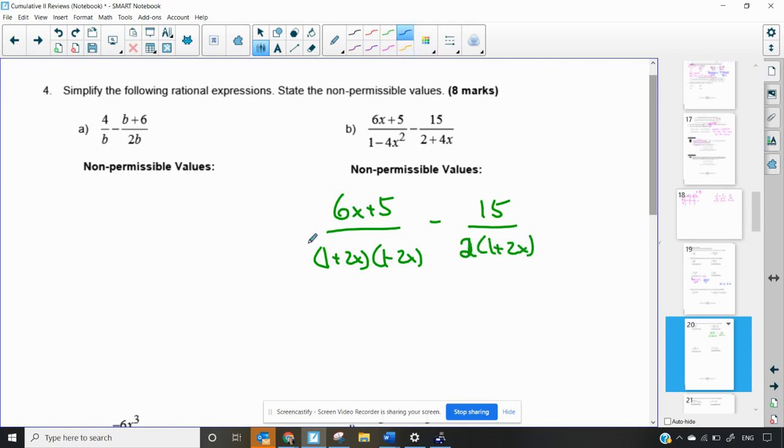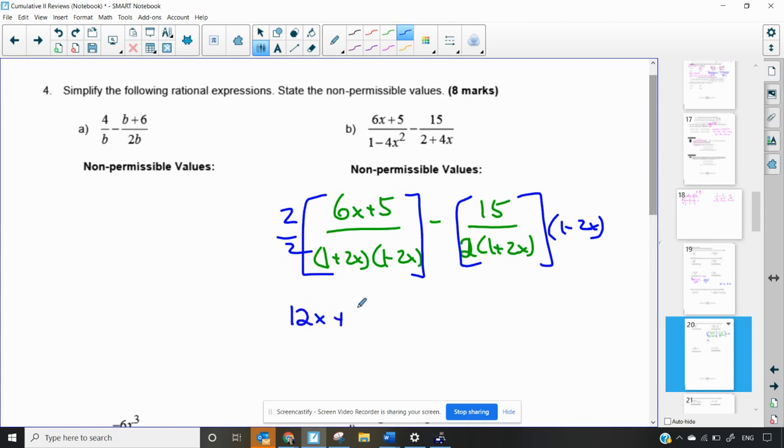Now we're looking for a common denominator, so this one is missing a 2, so we would put a 2 and a 2, and this one here is missing a 1 minus 2x. And so as I multiply this through, I would have 2 times 6, which is 12, so 12x plus 10, minus 15 plus 30x, and that's all over 2 times 1 plus 2x times 1 minus 2x.